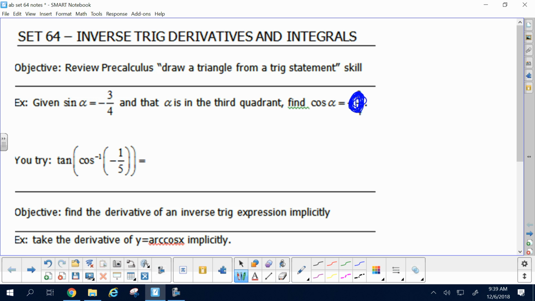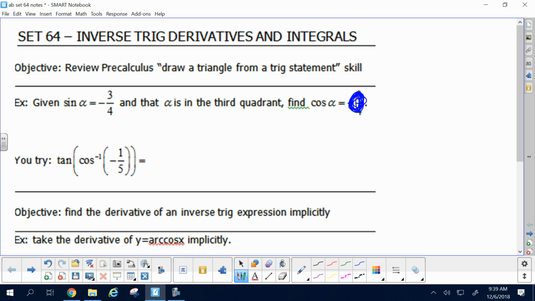Now, if you were with a calculator, you'd be tempted to hit the inverse sine and figure out the angle and cha-cha-cha, right? It's not necessary. In fact, it's more work if you use a calculator. If you know what you're doing, this should be pretty easy.